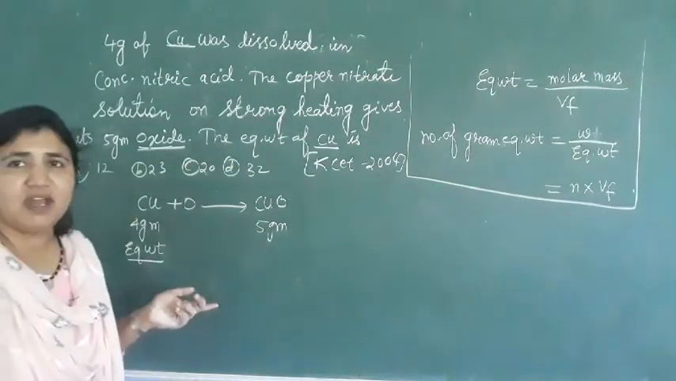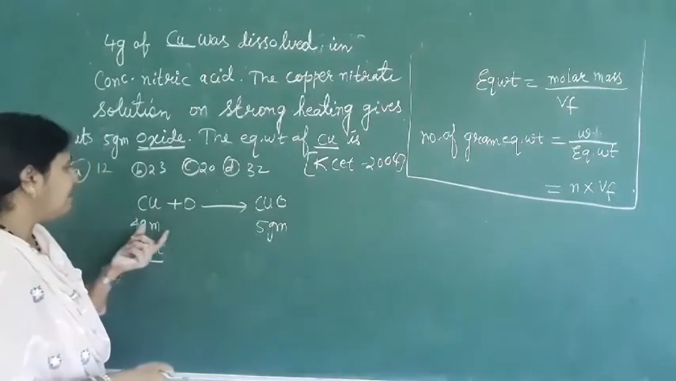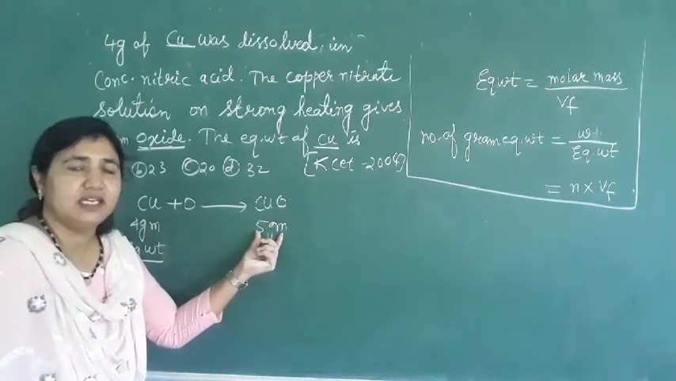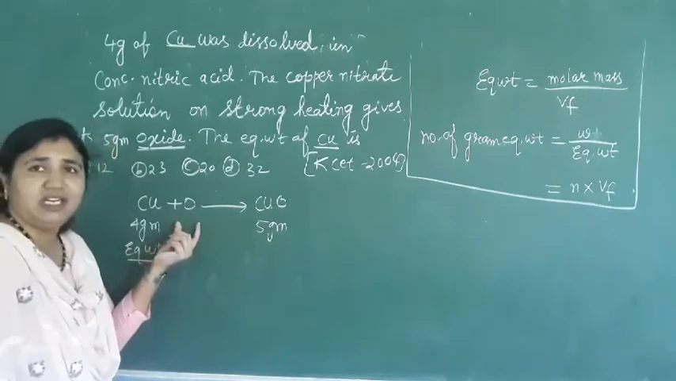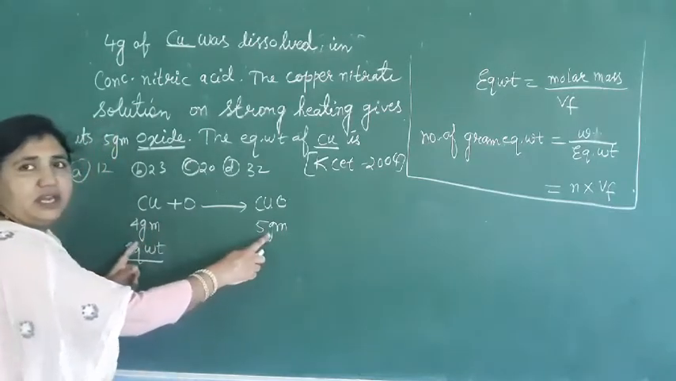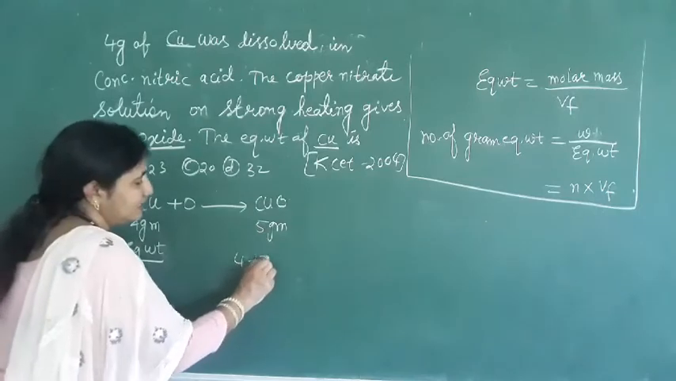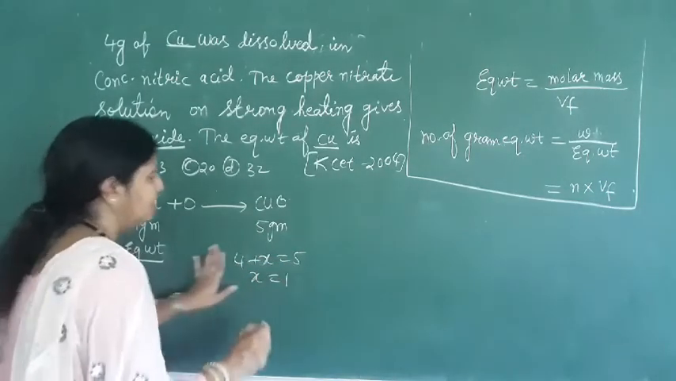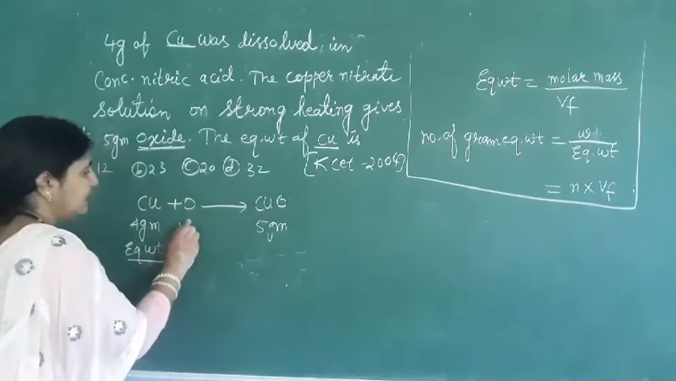We have to use the same formula here. See, 4 gram reacts with oxygen and gives 5 gram of metal oxide. So how much will be the weight of oxygen? 5 minus 4, correct? 4 plus x is equal to 5. So x will be 1. So we get 1 gram of oxygen.